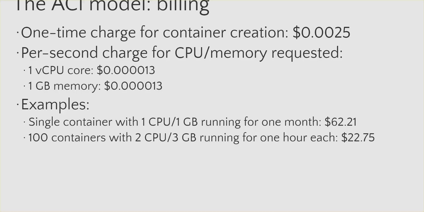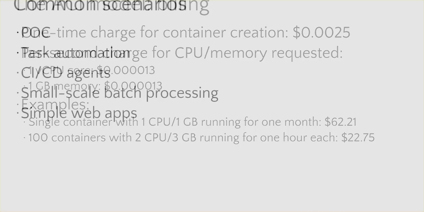For example, if I provision a single container with one CPU and 1 GB, running for a month, it will cost you around $62.21. Now, consider that you have 100 containers with two CPUs and 3 GB RAM, running for 1 hour; it would be around $22.75. So be mindful when you're provisioning this and even testing it. During a load test, if you're scaling it, be sure that you have killed all the instances. Otherwise, you will have a big bill to pay at the end of the month.